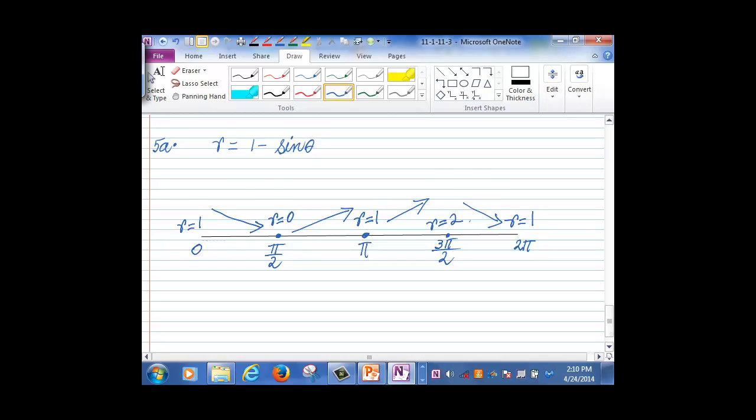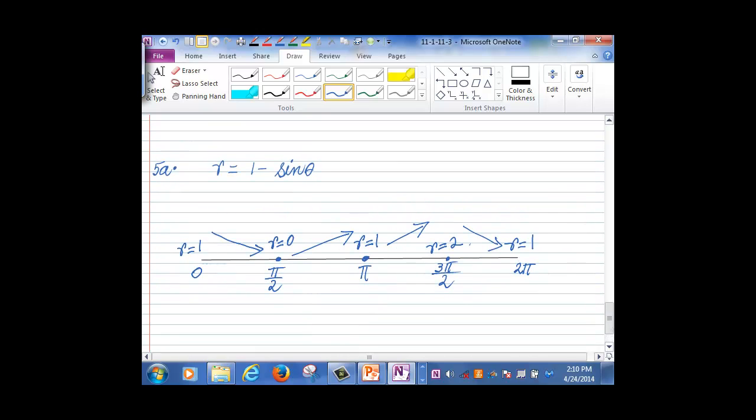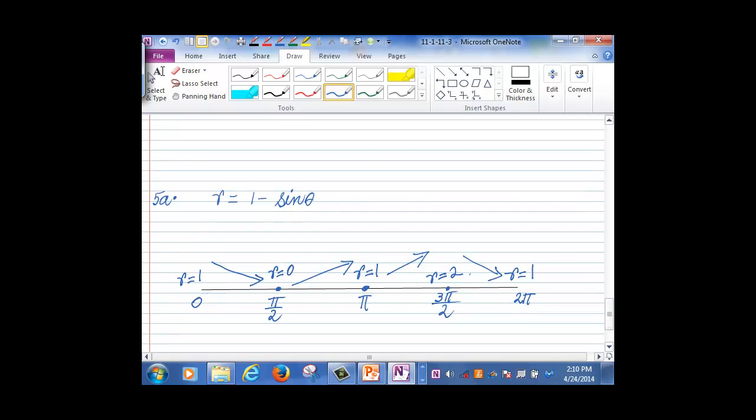What you need to do is pick some intermediate points and evaluate this r value. So it would be nice to have the values at, say, pi over 4. This would be 3 pi over 4. This would be 5 pi over 4. This would be 7 pi over 4. Okay.